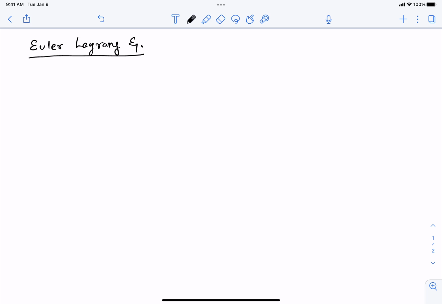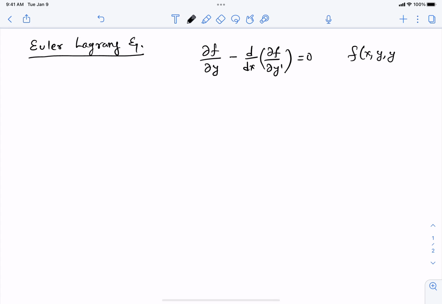So if you remember, the Euler Lagrange equation was del f by del y minus d by dx of del f by del y prime is equal to 0, where f was a function of x, y, and y prime. If you don't remember this, go back and watch my previous video. In the previous video, we derived the Euler Lagrange equation. So today we will do several applications.